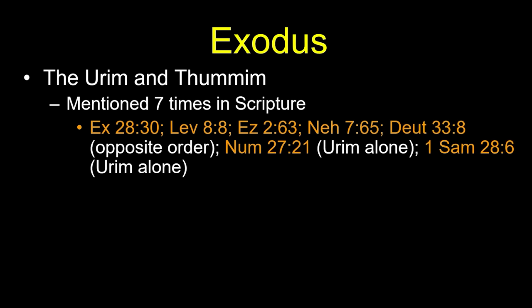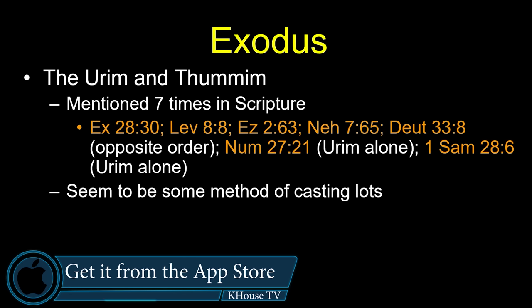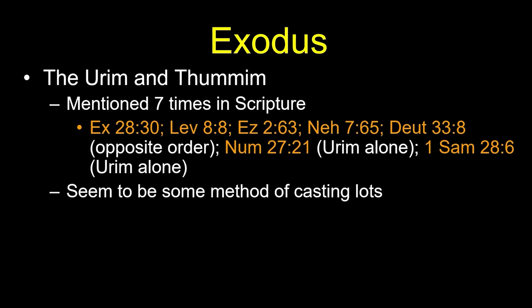Now, it turns out, for those of you that are listening to the tape or care to chase these things down, in Exodus 28:30, Leviticus 8:8, Ezra 2:63, and Nehemiah 7:65, these two things, the Urim and the Thummim, are mentioned together. In Deuteronomy 33:8, they're mentioned but in the opposite order, the Thummim and the Urim, which I'm not suggesting is significant, I'm just showing you the depth of the research we go to support these Monday night studies. In Numbers 27:21 and 1 Samuel 28:6, I can't read my writing, anyway, the Urim is mentioned alone. One can argue that maybe they are implied to be together, but it happens to be mentioned alone. In any case, if you add that up, that's seven times. And if you go through each of those passages, you'll discover that these two things, whatever they are, are some method of casting lots.